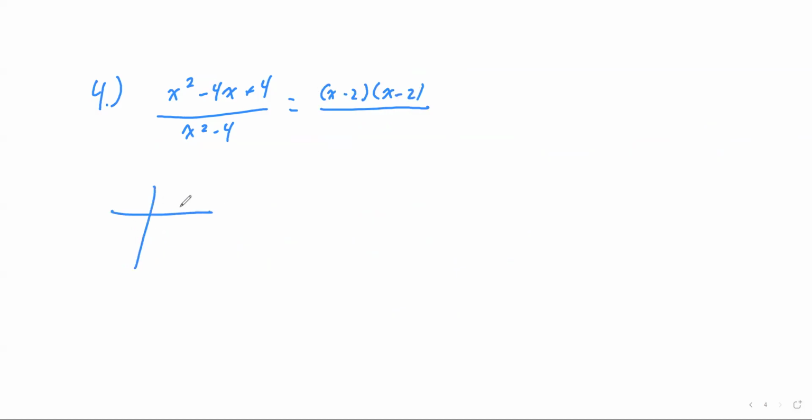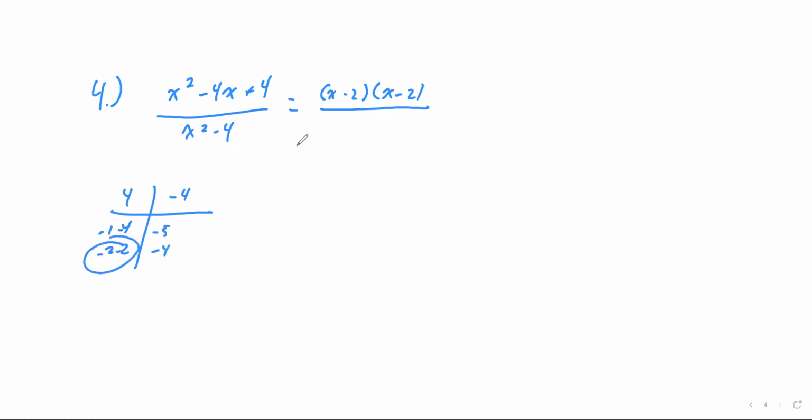All right, let's look at number 4. So we have x squared minus 4x plus 4 over x squared minus 4. So I start off by factoring. So a trinomial factors into two binomials with a leading term of x. What multiplies to 4 and adds to negative 4 would be negative 2 and negative 2. So if you need to write it out, for 4 you've got 1 and 4, and 2 and 2. Since I'm adding to a negative and multiplying to a positive, that tells me both of them have to be negative.